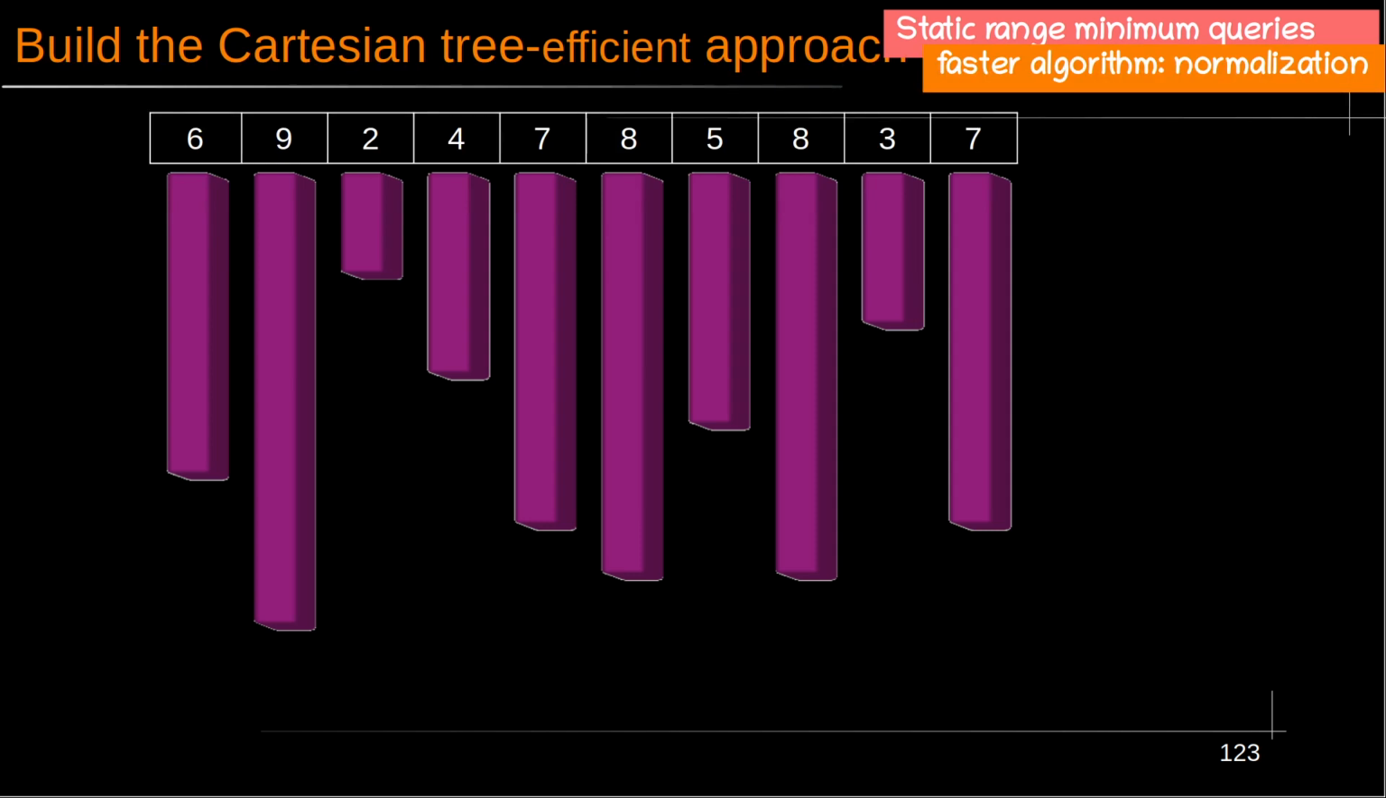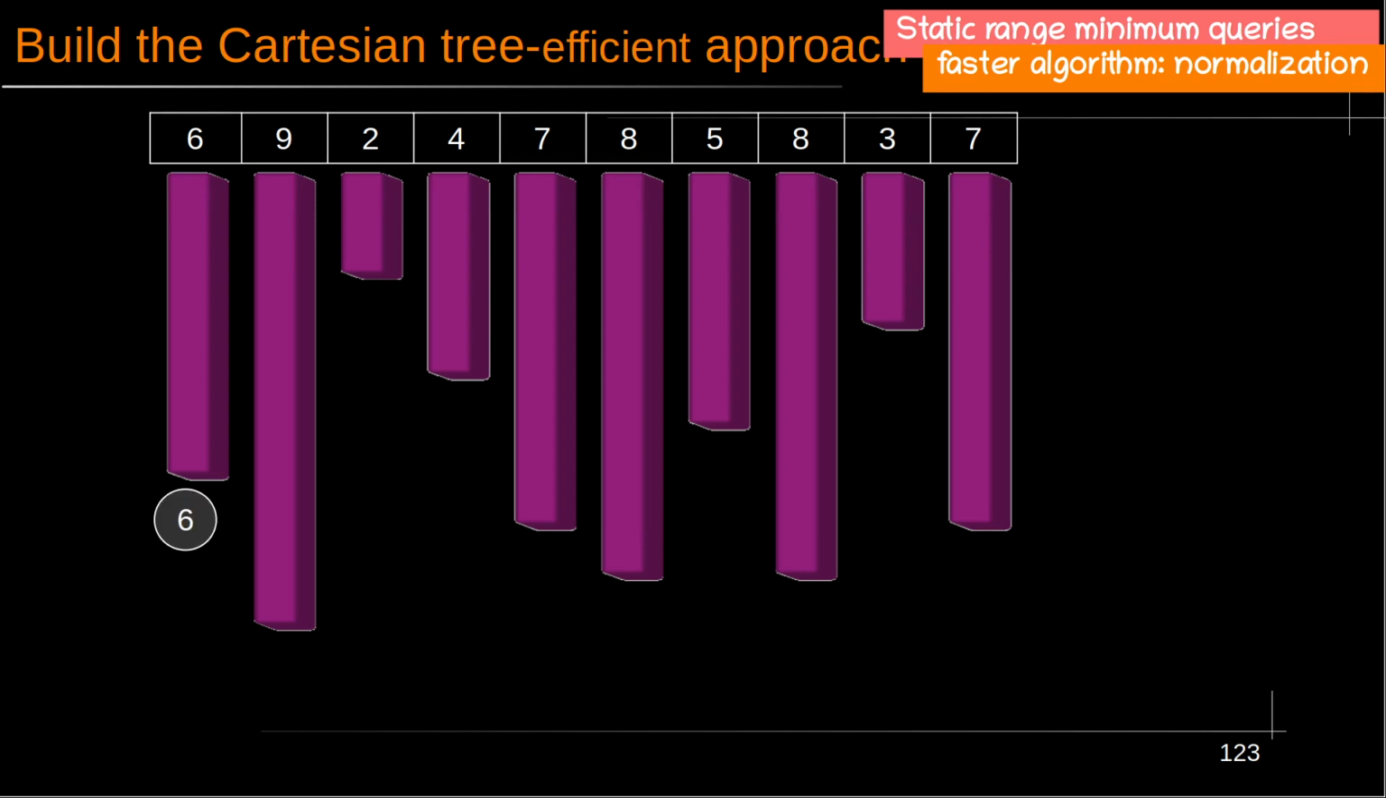We must do this efficient approach, because keep in mind, guys, that we want our preprocessing time complexity in linear time. So the construction of the Cartesian tree must be linear. We will see now an efficient approach of building the Cartesian tree.